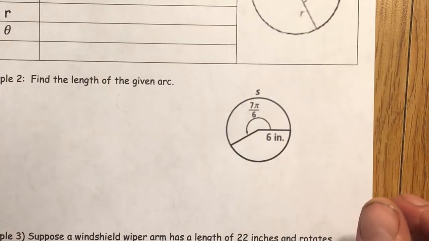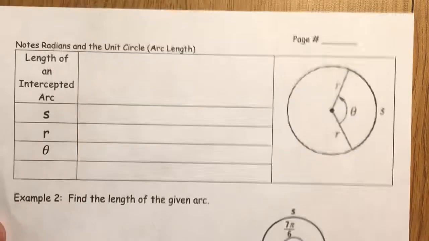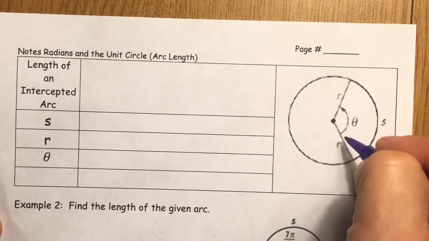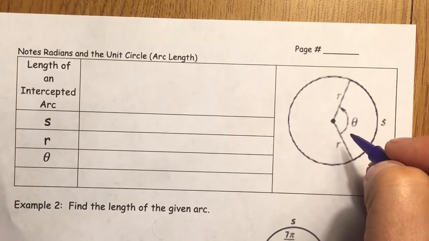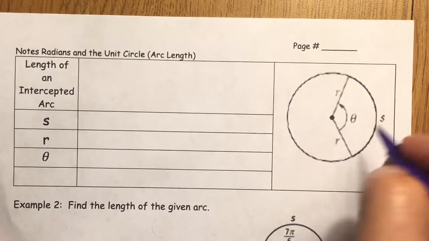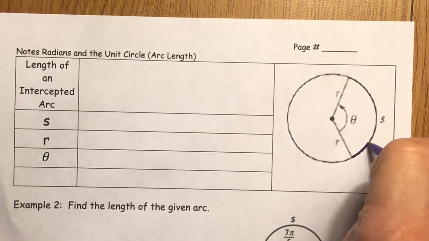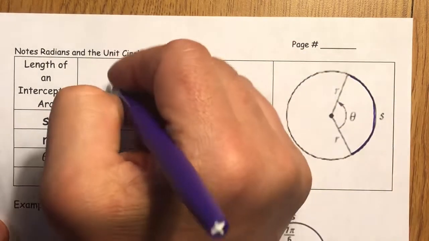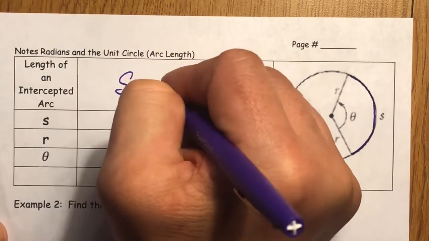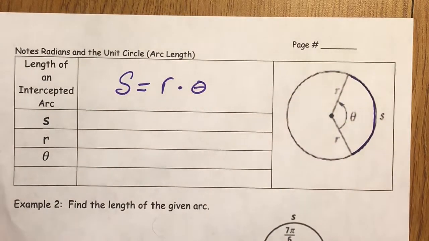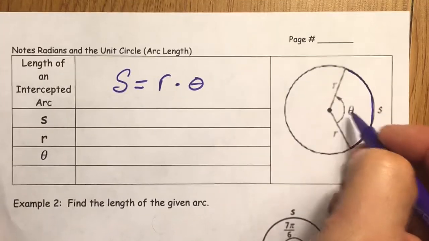And then the last page of notes, you guys. We have this thing called an intercepted arc. This right here, S, is the intercepted arc. So if I am rotating, the measure of the central angle, this is radians. What I'm looking for is the length of this intercepted arc right there. The way we find this is S is equal to R times theta. That little sign there is theta, that's just the unknown, or whatever that degree is.